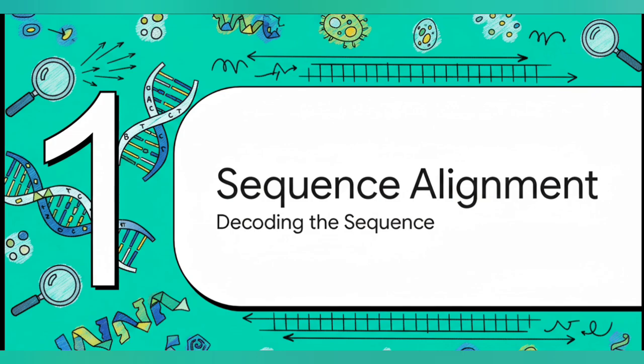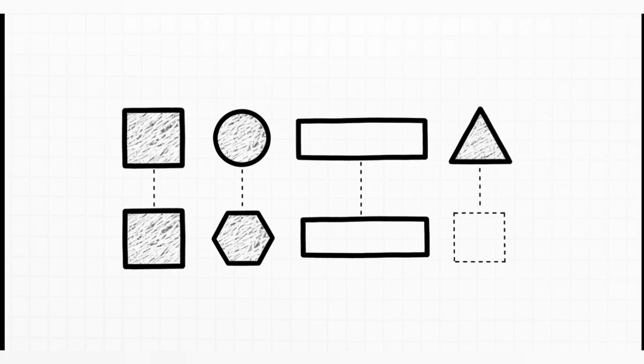At its core, the idea is incredibly simple. Imagine you have two sentences. You'd line them up, right, to see which words are the same, which are different, maybe there's a typo, and where a word might be missing in one but present in the other. Well, biologists do the exact same thing, just with sequences made of genetic letters.